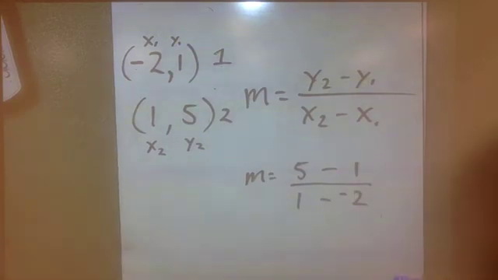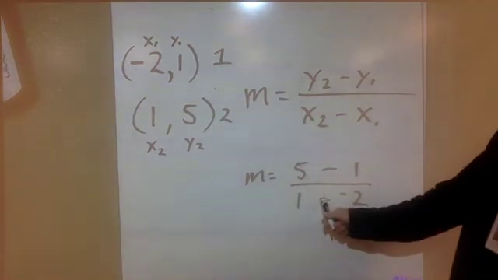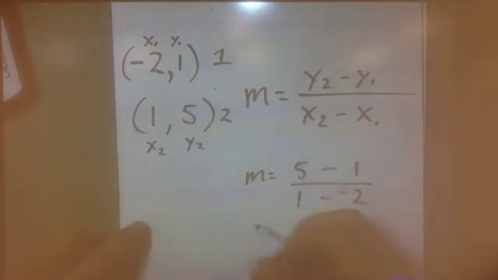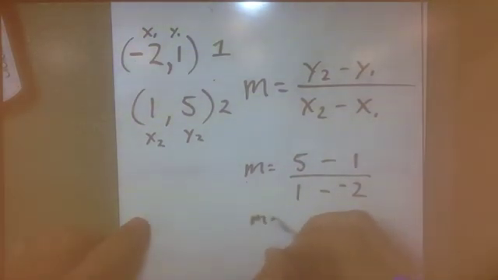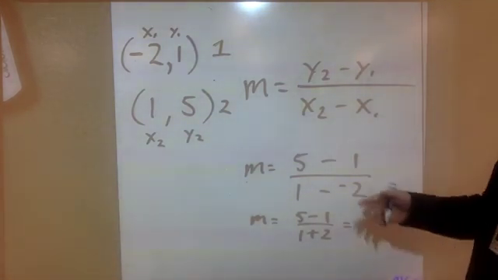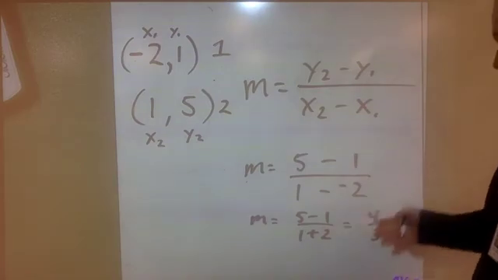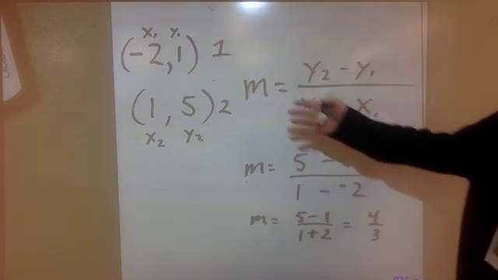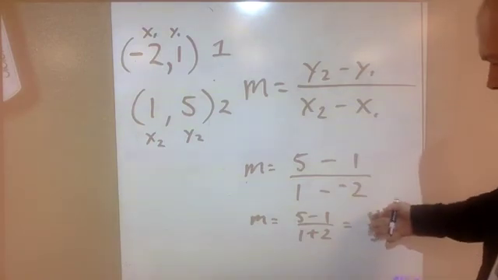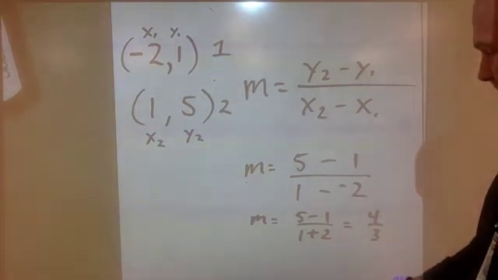So that's where this method could get a little bit tricky because you run into minus and negatives a lot, which is actually addition. When you subtract the negative, you're adding. So this is 5 minus 1 over 1 plus 2, which is 4 over 3. So another way to get the slope between 2 points. When you do it this way, you don't necessarily have to plot those 2 points and connect them with a line because you'll get the correct positive or negative here.